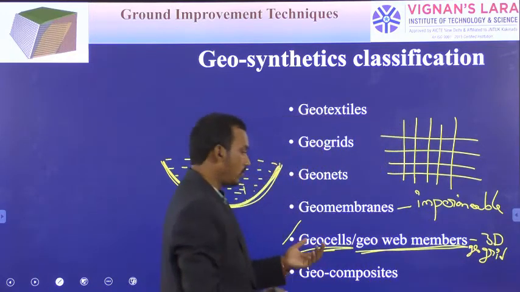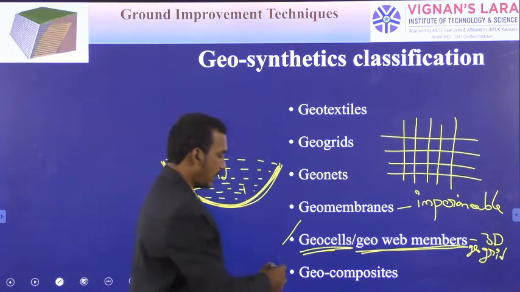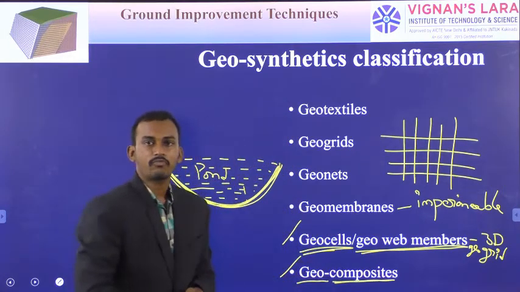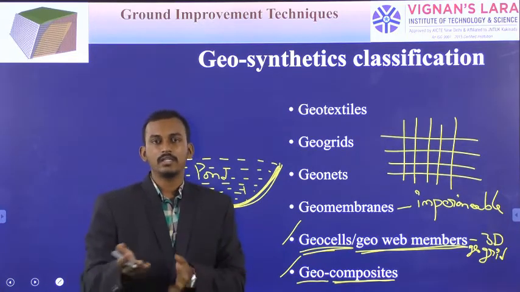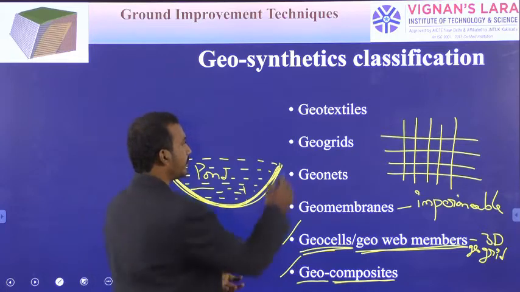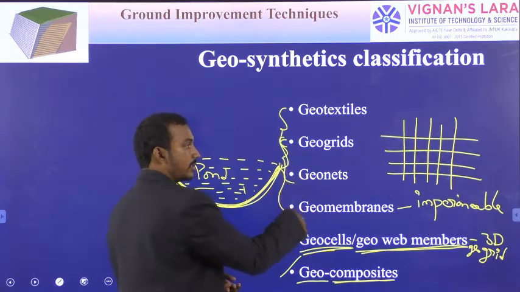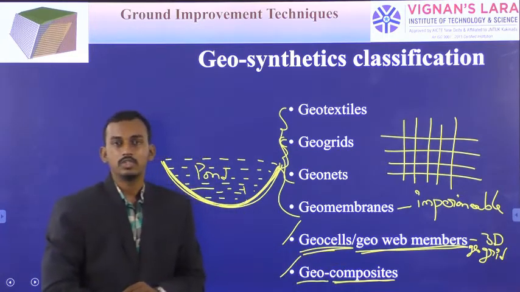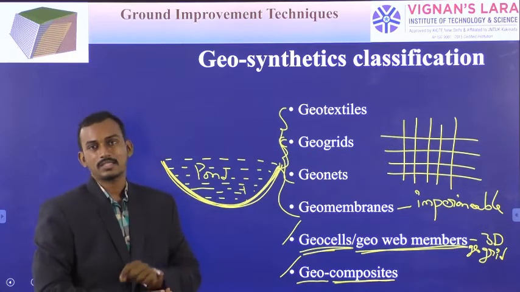Okay. So geocells or geoweb members are known as 3D geogrids. And the last one is geocomposites. So we know what is the meaning of composite. Composite means combination of any 2 or 3 materials. So if we combine any 2 or any 3 types of geosynthetics, those are known as geocomposites. So these are the various types of geosynthetics classified.